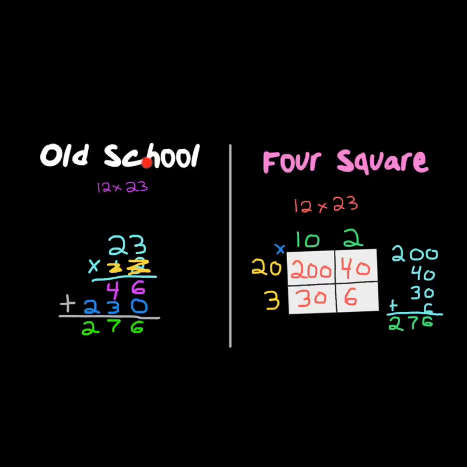The old school on the left and the four square on the right. And as you can see, even though both methods look fairly different in terms of the process and how you do the actual work, you still get the exact same answer of 276 no matter which method you use.